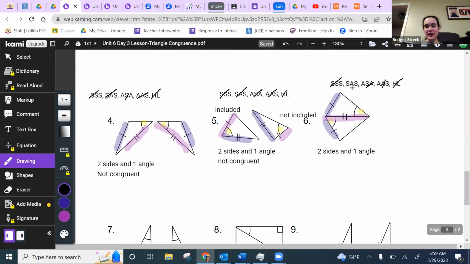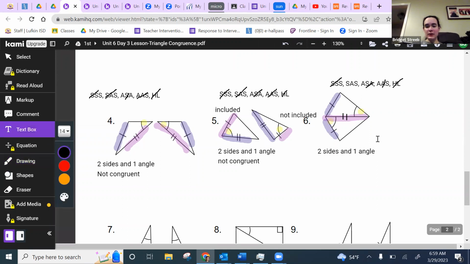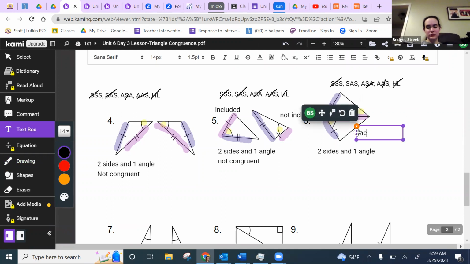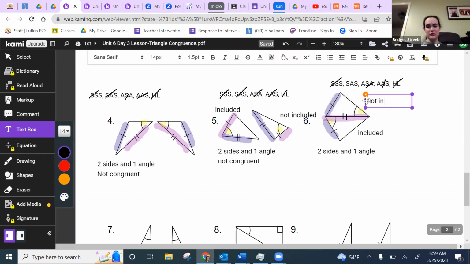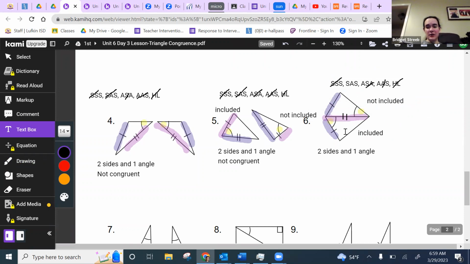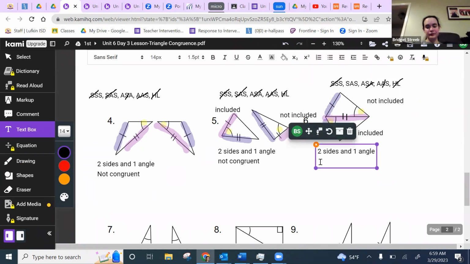Yeah, we need to look at our angle and see where it is. So the bottom one is included in between. Top one, it's not being made by this purple and blue, so it's not included. The bottom one would be side, angle, side. This top one is not congruent, so these are not congruent.